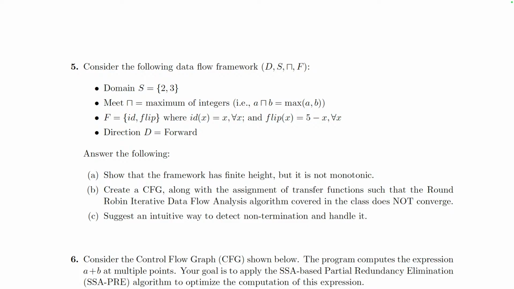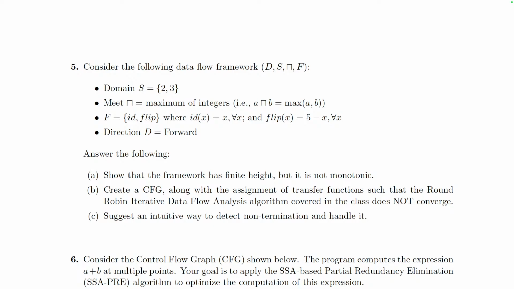Okay. Now what happens? Flip of 3 will become... so this function flips the information. Flip is 5 minus x. So 5 minus 3, the value becomes 2. You come back along this path, what is the value? 2. What is max of 2 comma 2? Max of 2 comma 2 is 2. Flip becomes 3. You come back, value is 3.